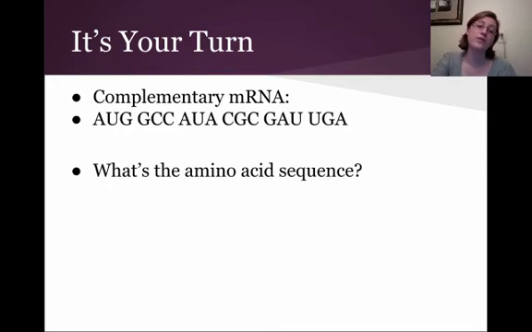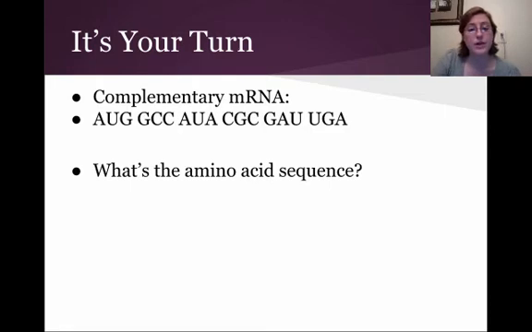Alright, so it's your turn. So we've already done the transcription part. You went from DNA to mRNA. So here's that same mRNA sequence. What I want you to do is pause the video, use the genetic code that was back a few slides, and see if you can determine what the amino acid sequence is. And just a quick note here, you will not have to memorize that genetic code. You will always be given the genetic code. The only thing that you need to know is that that start codon is always where you begin translation. So that AUG, and it codes for methionine. So pause the video here.